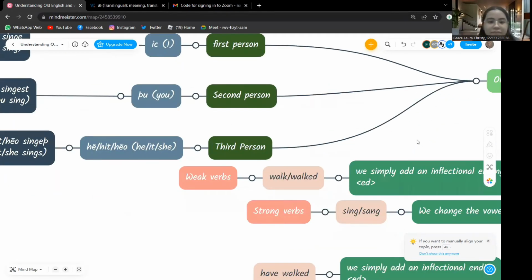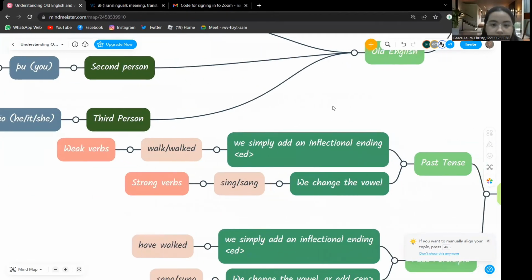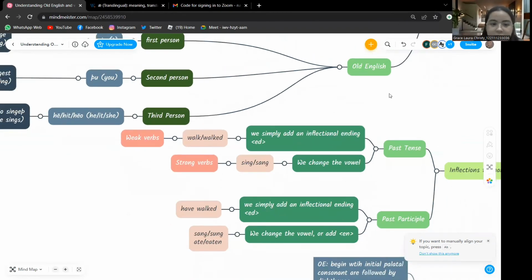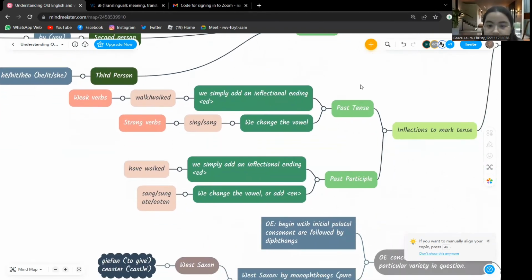Okay. We go on to the next part, the inflection to mark tense.